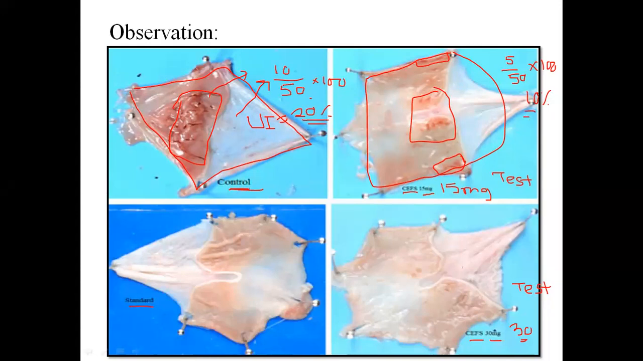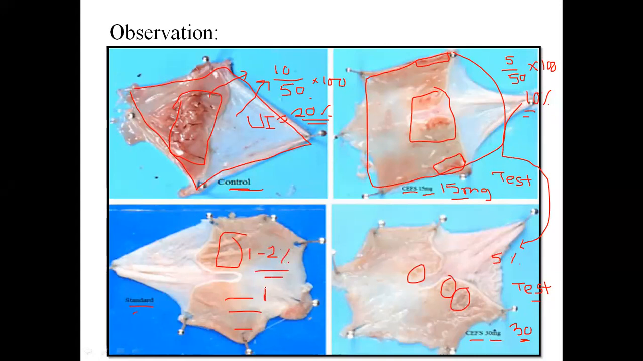Now this is again a test group, but the dose is now increased from 15 to 30. So this percentage may be 5%. Okay, and this is your standard group. So see, hardly you can observe any ulceration, but in this case you can observe this ulceration. So it may be 2% or 1%, 1 to 2%.